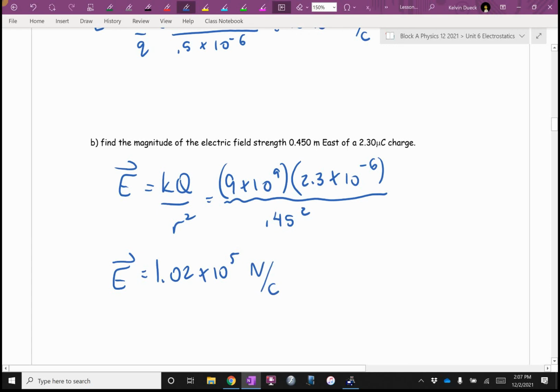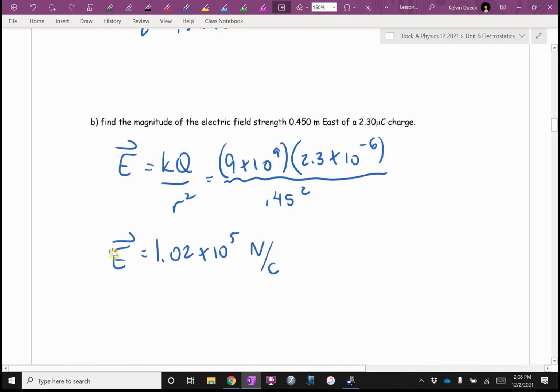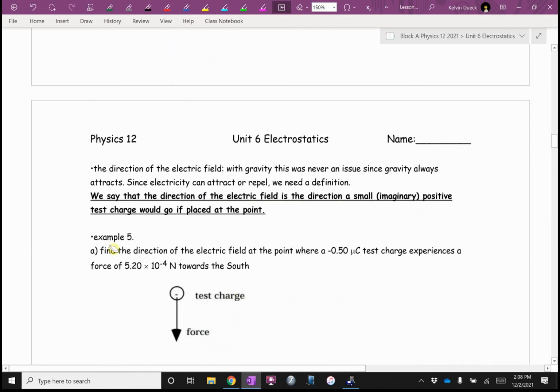Now you'll notice I've been writing a vector symbol. I haven't given you a direction because this only asks for the magnitude. How do you get the direction? We have to define it. Next page.